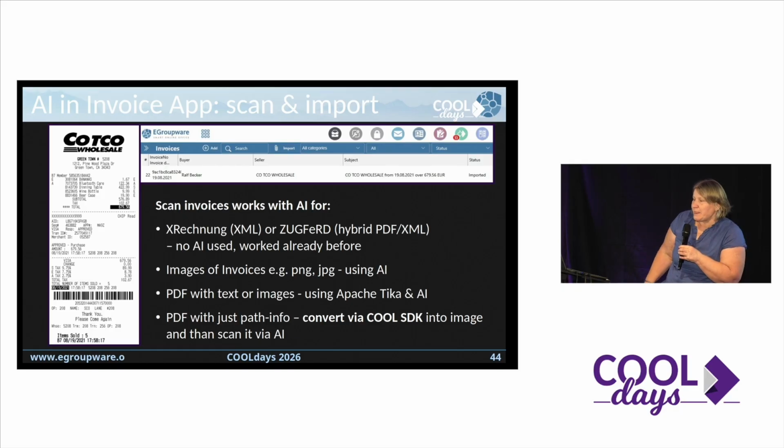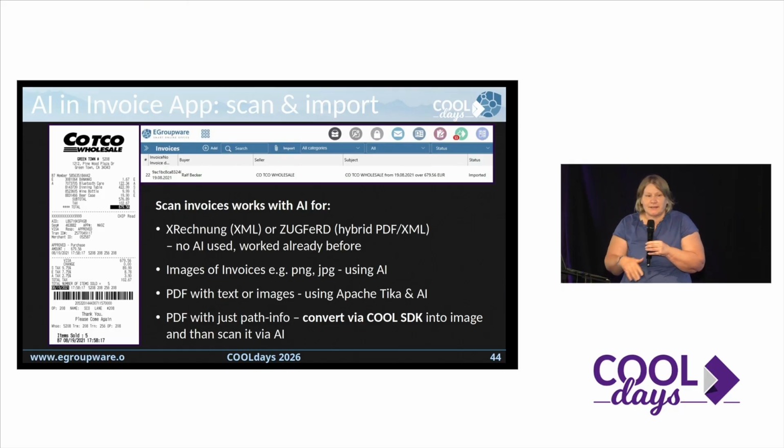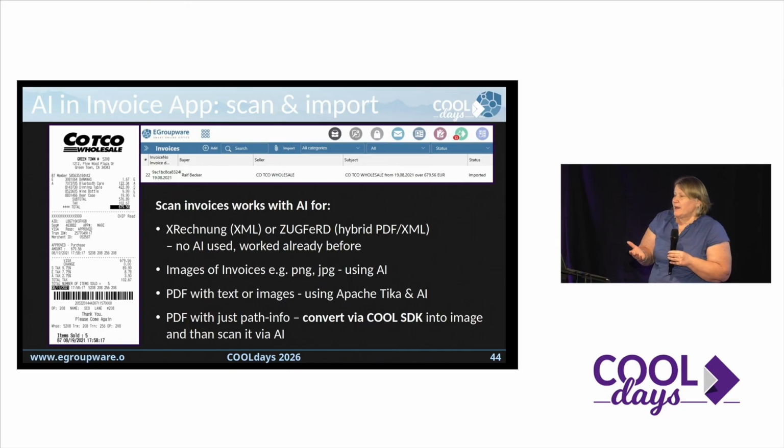Yeah, so the next thing we did was, I talked last year about our invoicing app, and we now said it would be really great if you can just upload your invoice and get it into the system. So for sure, if it's an XML invoice, it's not a problem. We don't need AI or anything like that. It just gets imported. But what if you have just an image? It's also not very complicated. You just use the AI and get it in.